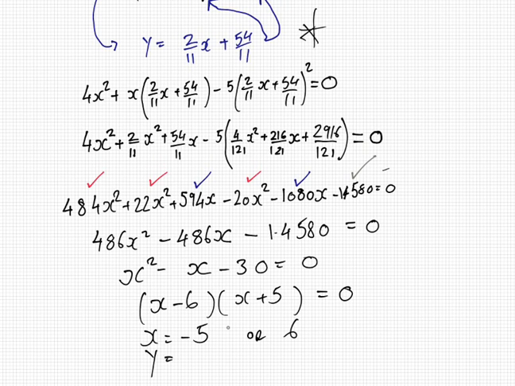Minus, so it'll be minus 10 over 11 plus 54 over 11. It's going to be 3, is it, for y? 4. And then the other one? 6 also? Yeah. So my 2 points are minus 5, 4 or 6, 6.